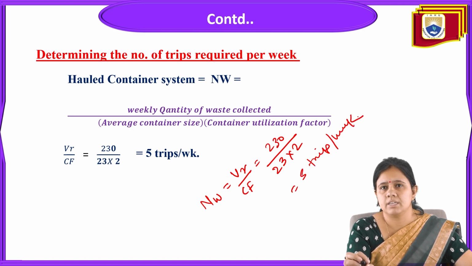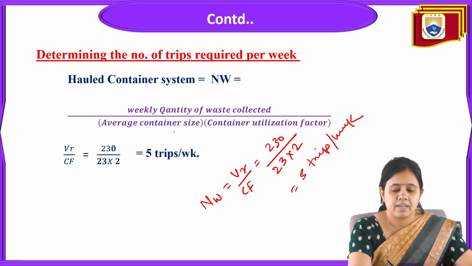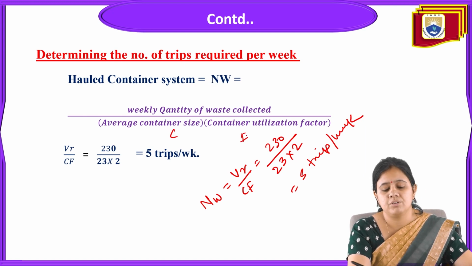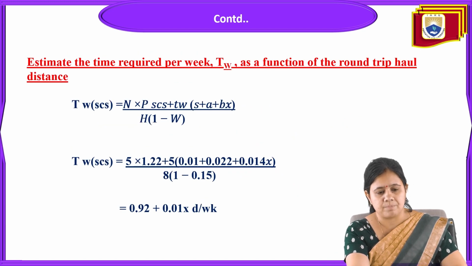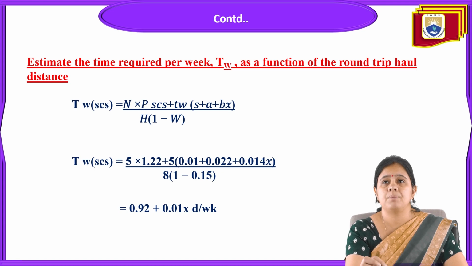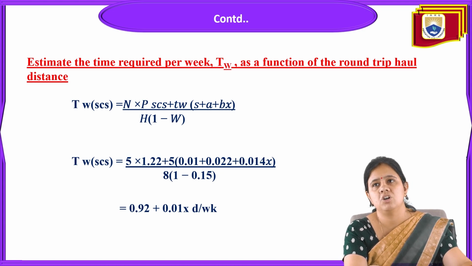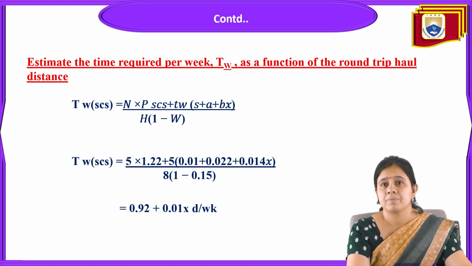So in a week, 5 trips are required. First of all, VR is the weekly quantity of waste collected upon average container size, that is C, and F is the container utilization factor of the waste. On that basis, if we calculate, we'll find that 5 trips in a week are required for the haul container system, and we estimate the time required per week, TW, as a function of round trip haul distance.